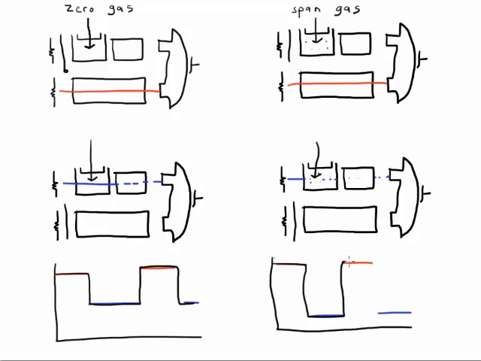So the difference between the reference beam path and the sample and interference beam path, this difference is what's going to tell us our concentration. So a small difference indicates a low concentration, and a big difference indicates a big concentration. So as the concentration increases, the amplitude of that step function increases.